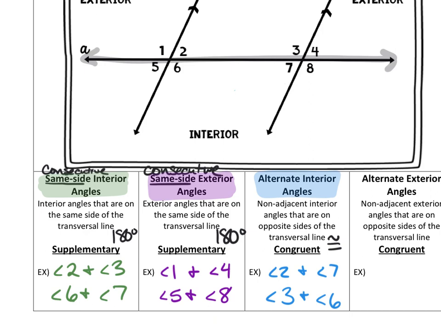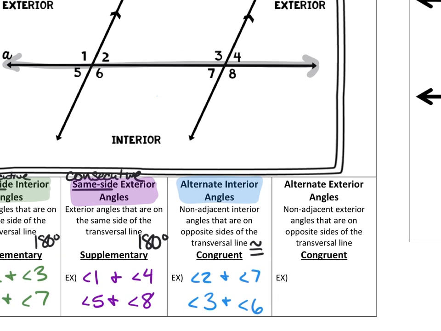The last vocabulary word for today is alternate exterior angles. So again, alternate meaning opposites, exterior meaning on the outside. We're going to use the orange marker for this one. This is our orange color. Alternate exterior angles. Alternate meaning opposite sides of my transversal, exterior meaning on the outside. These are going to also be congruent, so they would have the same measurement.